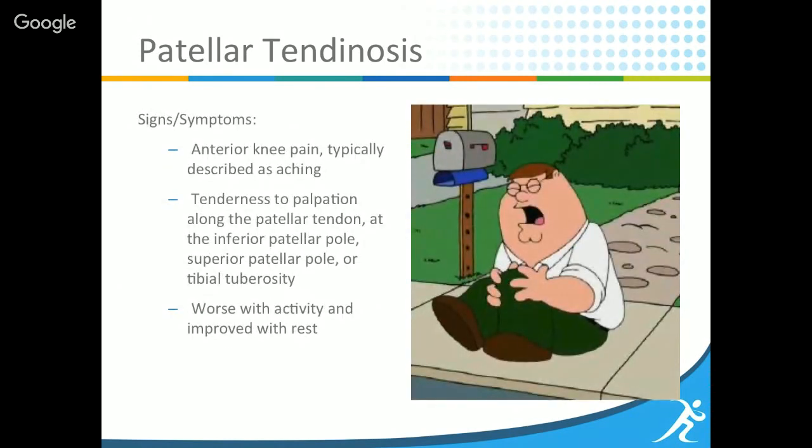Again, signs and symptoms: anterior knee pain, which is usually described as an aching pain. Palpation along the patella tendon will be painful. It could be anywhere along the tendon, either near the inferior patella pole or actually near the tibial tuberosity. And again, worse with activity, better with rest.